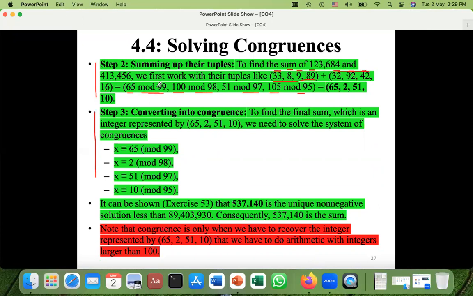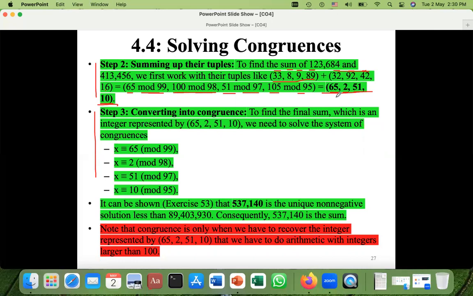And now 65 is less than 99, so this would be the remainder as it is. 100 is greater than 98, so what is the remainder now? Because it will give us remainder. 100 when divided by 98, you will have this remainder too. Similarly, 51 is less than 97, so 51 is the same. 105 is greater than this 95, divide it, and what is the remainder? 10. So now you have this final tuple, consisting of only the remainders.